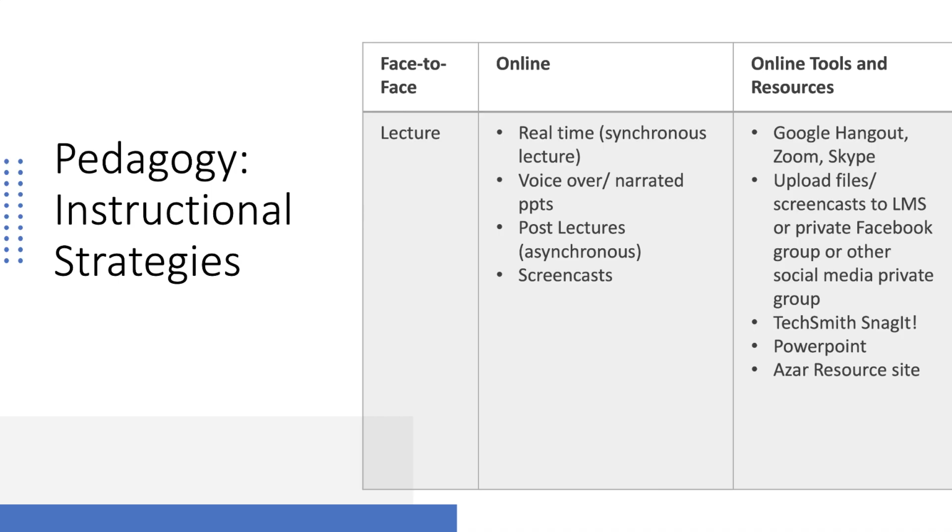So thinking about the lecture and what we do in a face-to-face class, what can we do online, and what are some tools and resources we have. So online, when we think about face-to-face lecturing, we have real-time synchronous lectures. Okay, so you can still lecture in real time to your students. Your students could be sitting there, you could be using Google Hangout, Zoom, Skype. You could all see one another and lecture could be happening.